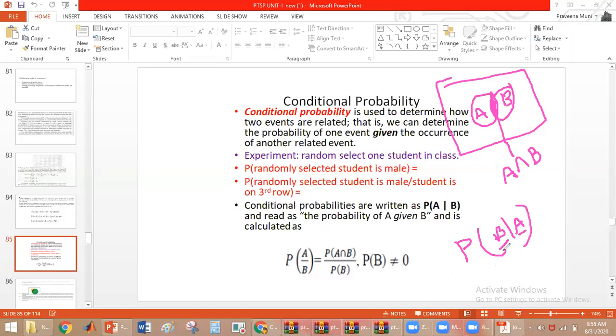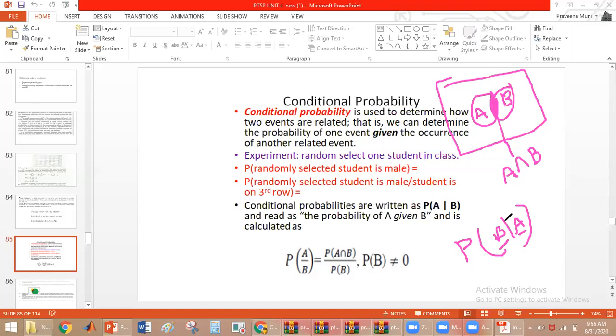Whenever you are finding the probability of B, B can occur only in the part of A, that is inside. So we are finding B occurring only in this intersection part. That is called probability of B given A. This is the conditional probability.